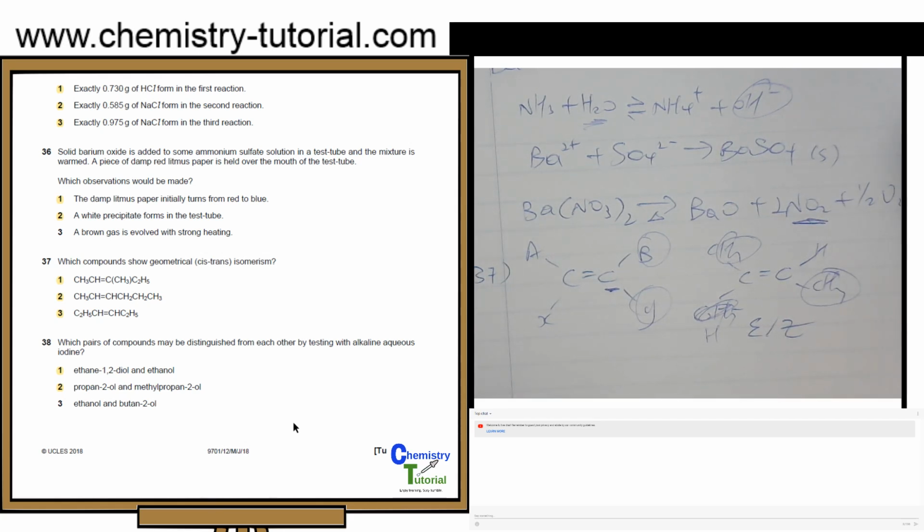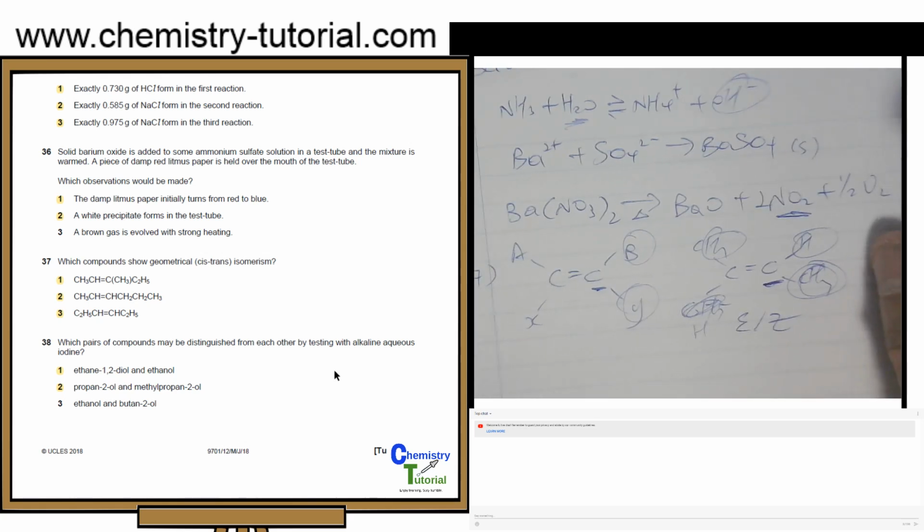Alright? But the key thing to note is that you must not have two identical groups attached to each of these two carbon atoms that are involved in the C=C double bond. So by that logic, 1, 2, and 3 are all able to exhibit geometrical isomerism. For question 38, which pairs of compounds may be distinguished from each other by testing with alkaline aqueous iodine?